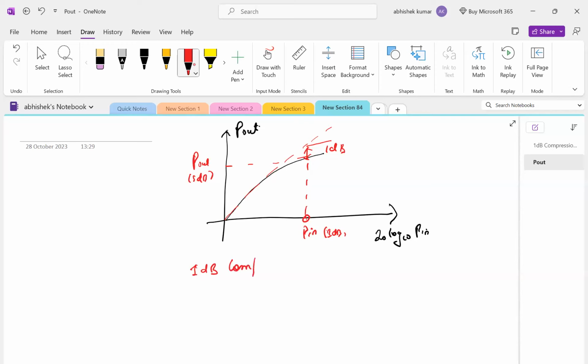Hello? Yep. Have you got this concept? 1 dB compression point, where your P output falls by 1 dB. Are you getting it or not? Yeah. No, it's okay. Observe it.